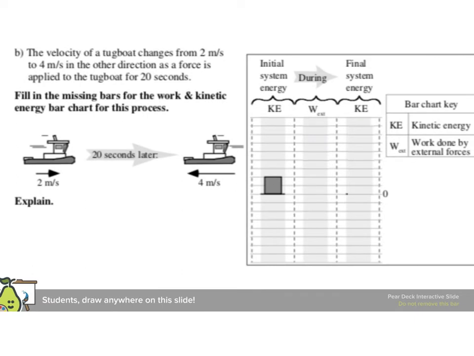All right. The tugboat velocity changes from 2 meters per second to 4 meters per second in the other direction as a force is applied to the tugboat for 20 seconds. Fill in the missing bar charts. Well, the key thing here is to say if the initial kinetic energy was 1/2 mv squared, then the final kinetic energy is 1/2 m, and we have 2v squared because we have twice the velocity. And hey, that's the same.